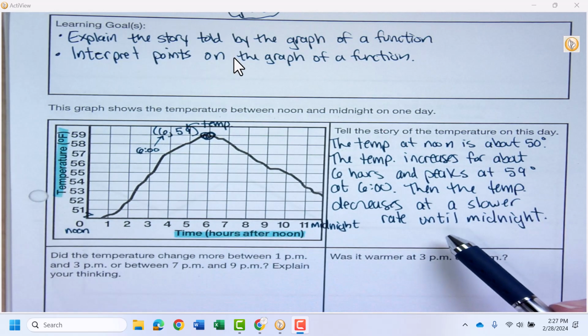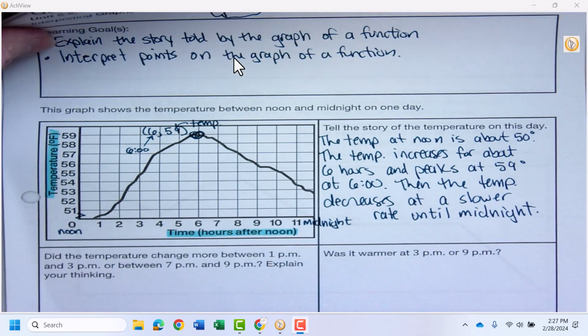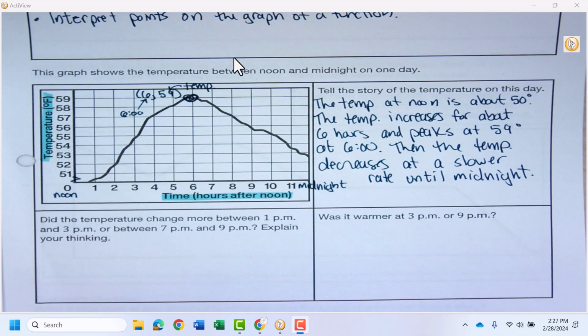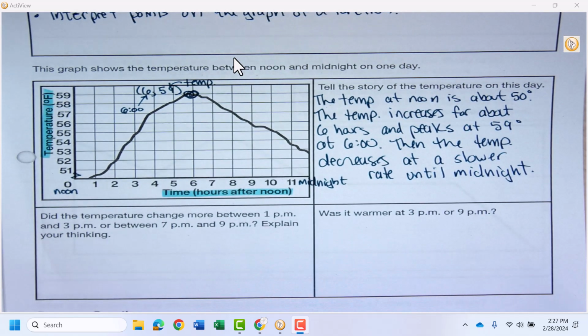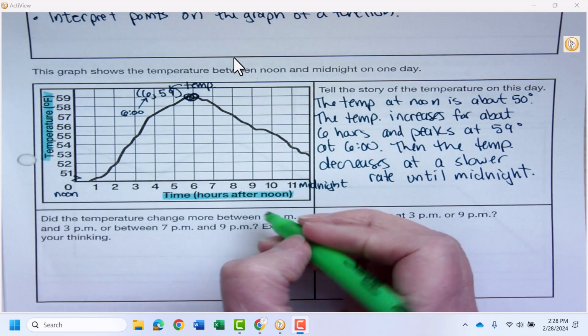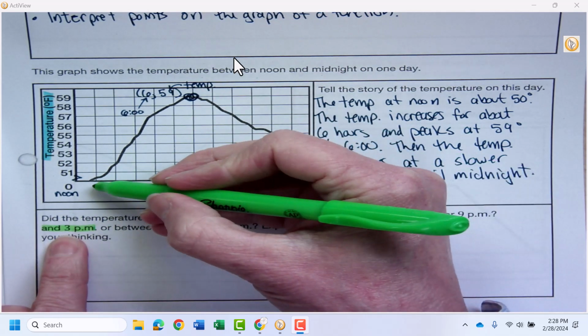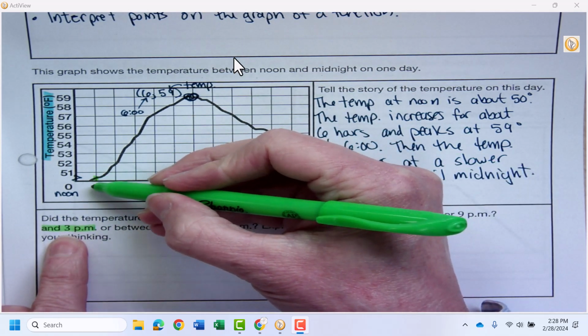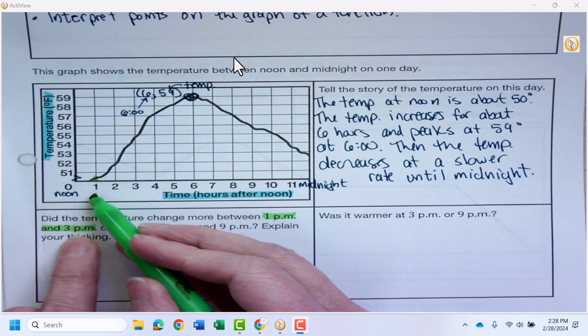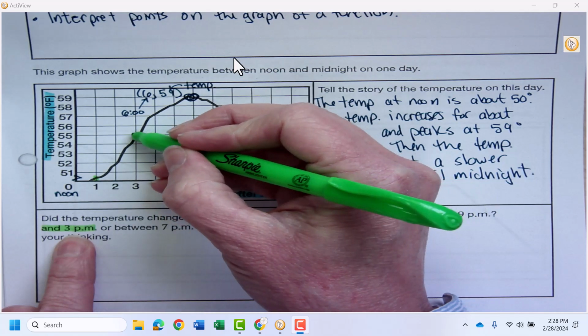So let's answer some questions about this graph, just to get some practice at making sense of the story being told by that graph. So first of all, did the temperature change more between 1 p.m. and 3 p.m. or between 7 p.m. and 9 p.m.? Both of these are 2-hour spreads of time. So 1 p.m. is here, 1 hour afternoon, and 3 p.m. is, well, here's 3 o'clock, and I'm going to come up to the graph right there.